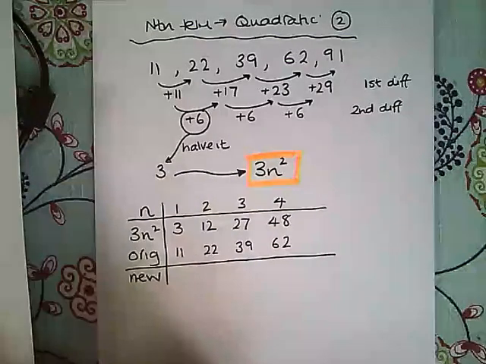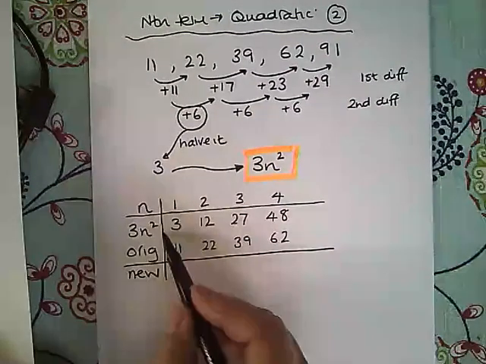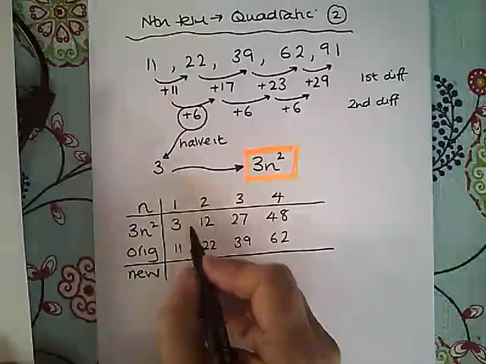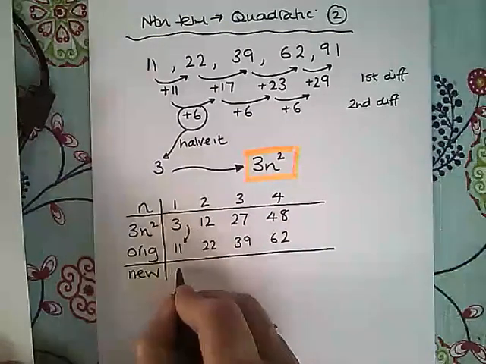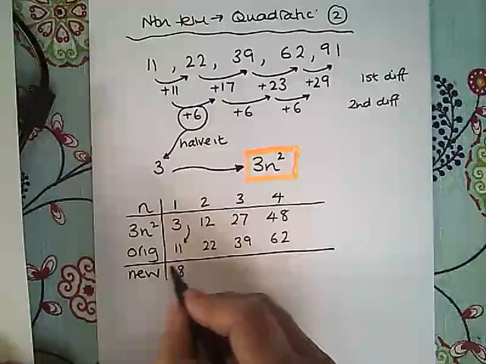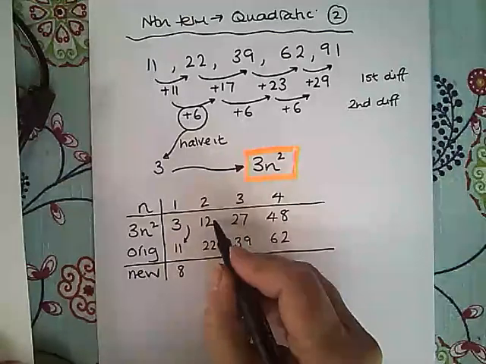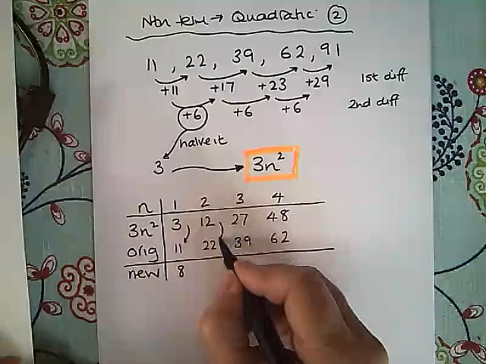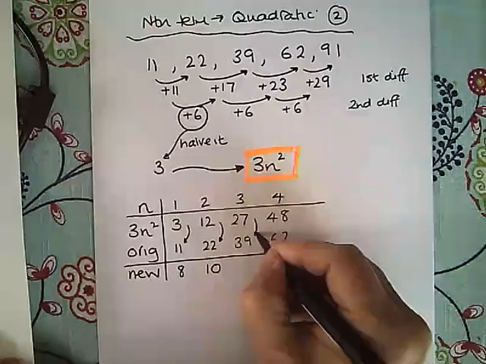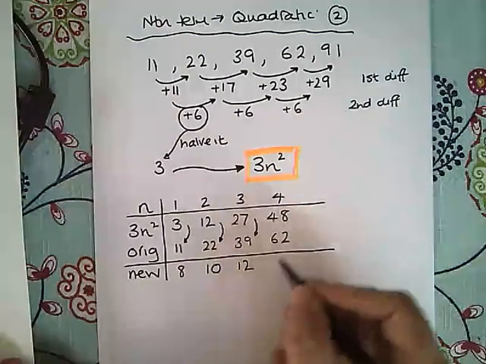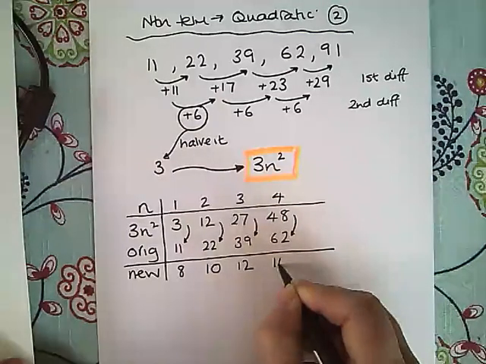My new sequence is going to be formed when I find out how I get from my 3n squared to my original sequence. And in this case, I need to add 8. I'm not going to put an add sign in, I'm just going to leave it as a positive number. To get from 12 to 22, I add 10. To get from 27 to 39, I add 12. And to get from 48 to 62, I add 14.